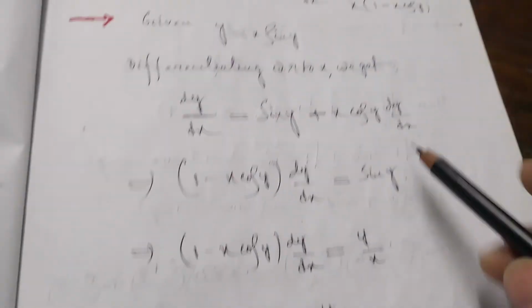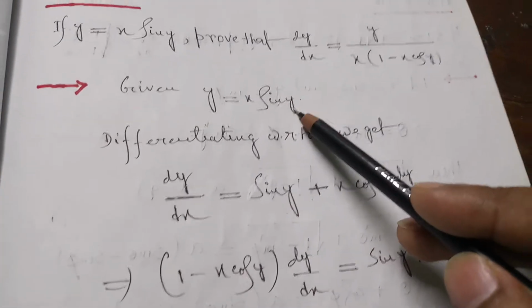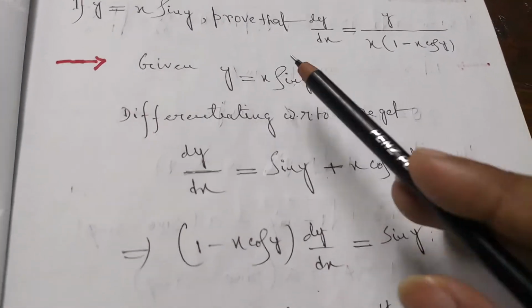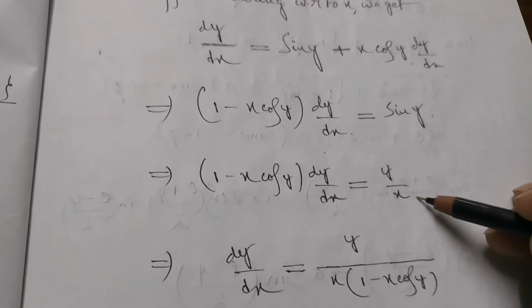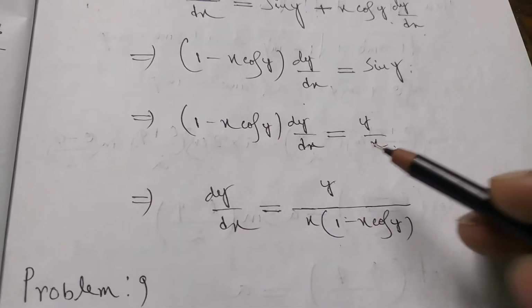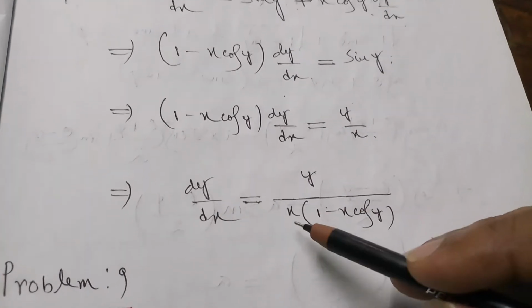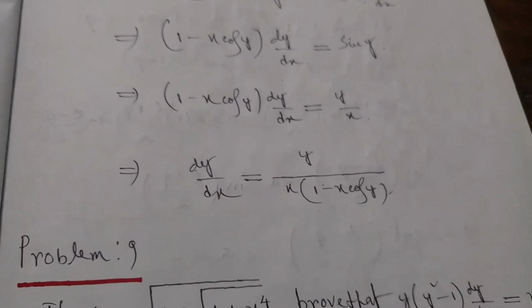So look at that, given y equals x sin y, so sin y should be y by x. So instead of sin y, we put y by x. Clear? So now dy/dx should be equal to y by x into (1 minus x cos y). So it is your answer. I think the proof is completed.